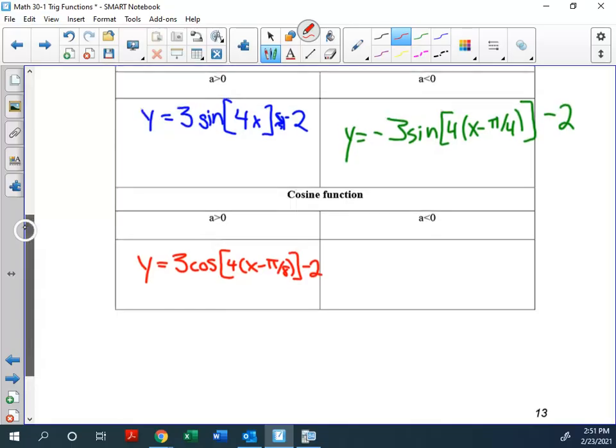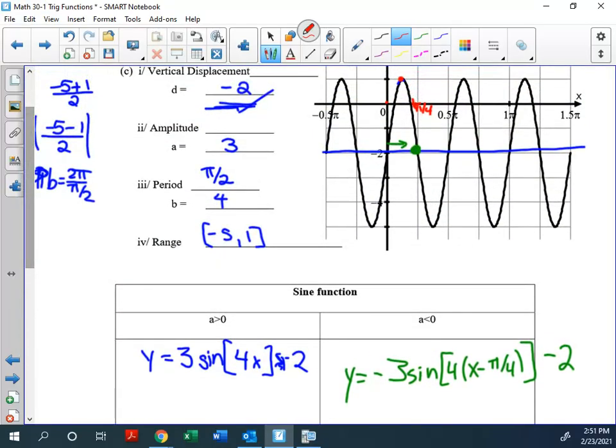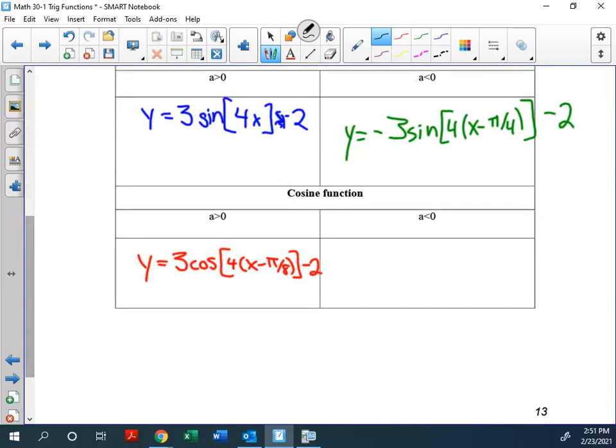Negative cosine starts at the minimum. So I see that as my closest minimum. And it's exactly the same, halfway between my two ticks. So that's going to be pi over 8 to the right. I find it really useful to draw in that center line when it's not at the axis. It really helps me to see what's going on with it.